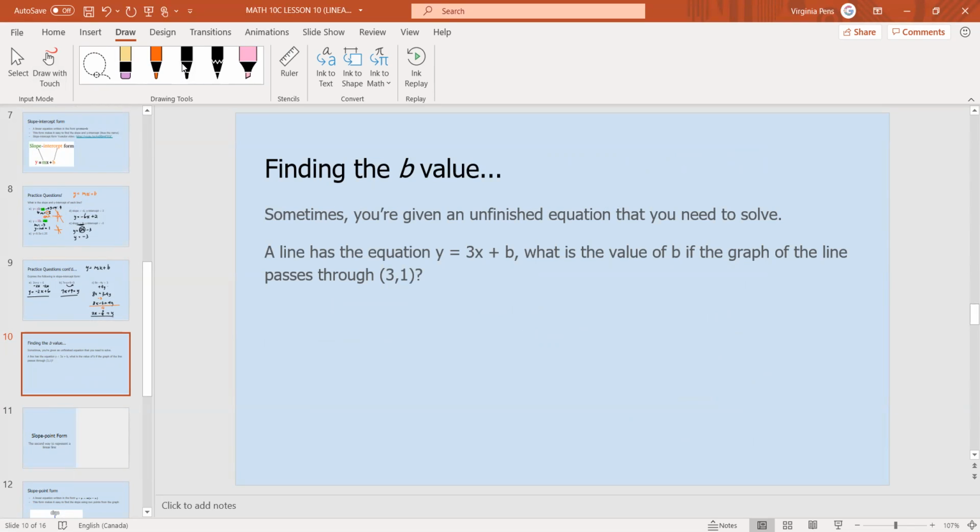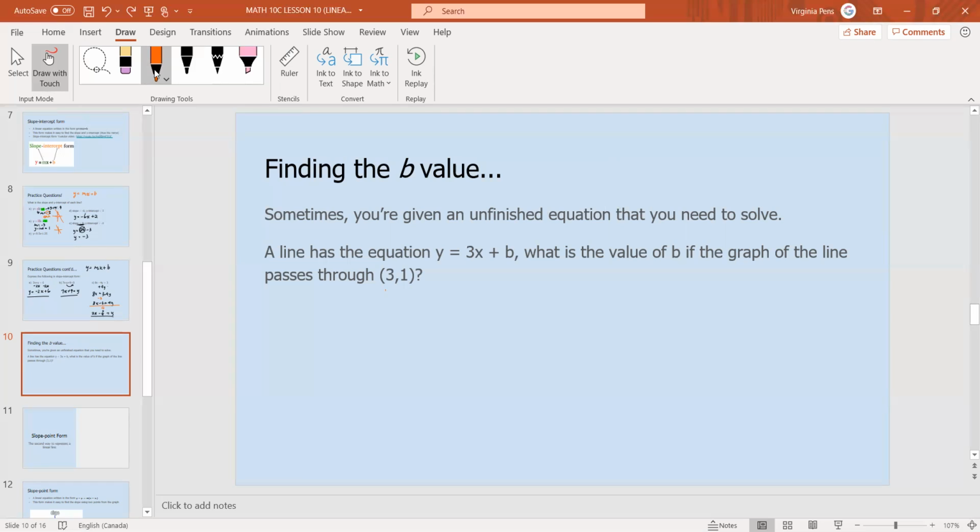Okay, so finding the b value. Sometimes you're given an unfinished equation that you need to solve. So let's try. A line has the equation y equals 3x plus b, so notice how we're not given the b value. What is the value of b if the graph of the line passes through (3, 1)? So we are given an unfinished equation and a point, but we need our equation. In order to complete our equation, we need the m value and the b value. We do have the m value, it's 3, but we don't have the b value, so we need to calculate that. Thankfully, we do have something that we can start with, a point.